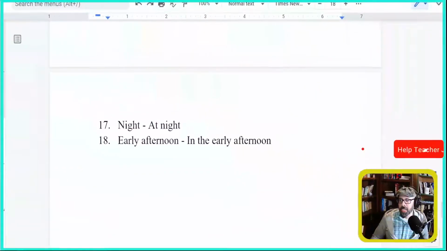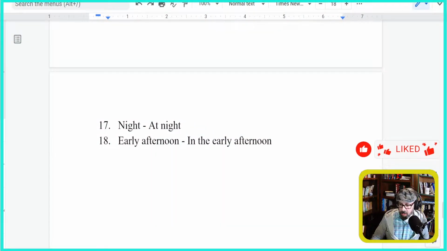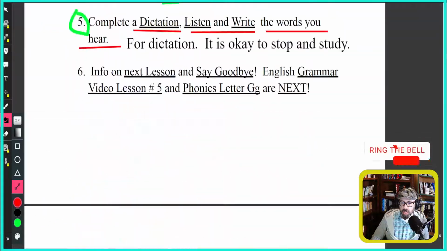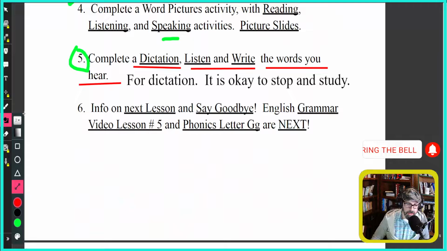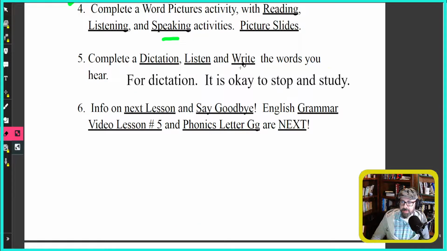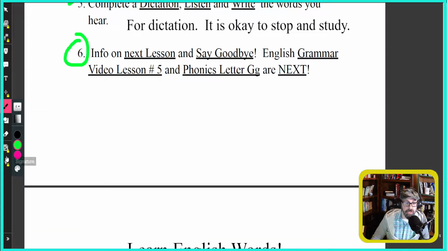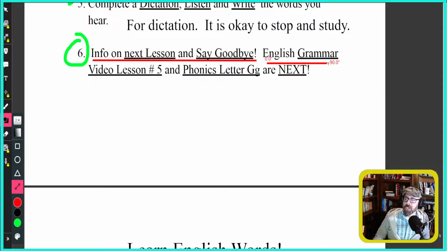Let's go back to our worksheet and let's move up in the worksheet to take a look at where we are. Let's push up to our list. Okay, 5. So that was the completion of number 5. Okay, 5 is complete. And the last thing for this lesson, the last thing tonight is number 6. Number 6 is information on the next lesson, and we'll say goodbye for this one. The next lesson will be an English grammar lesson. That will be video lesson number 5. And then we'll have a phonics lesson coming up on letter G after that.